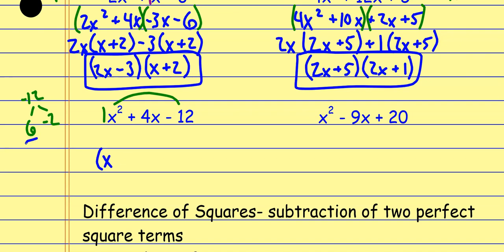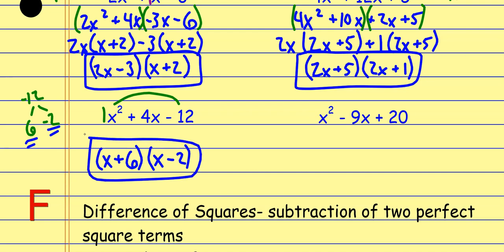But when there's a 1 out front, remember you're allowed to go right to the answer and say, okay, it's going to be an x. And since this was a plus 6, it's going to be a plus 6. And then it's going to be an x. And since this was a minus 2, this is going to be a minus 2. And those are my two factors. And I am done if I could write a parenthesis. Okay? Remember, you can use that shortcut on these, but only when there's a 1 out front.